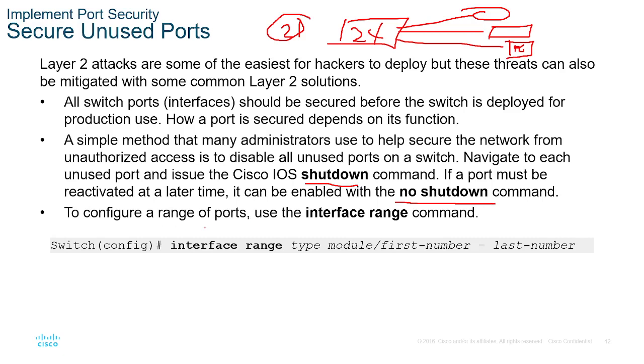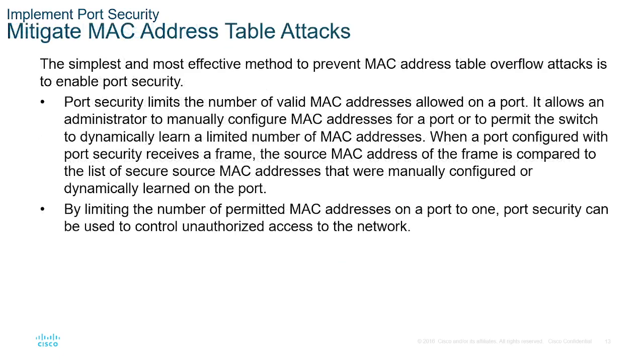To configure a range of ports, use interface range, so that you will not type in the command one by one per port. Just simply type interface range, then the type, then module, and the first number up to the last number, in the global configuration mode.